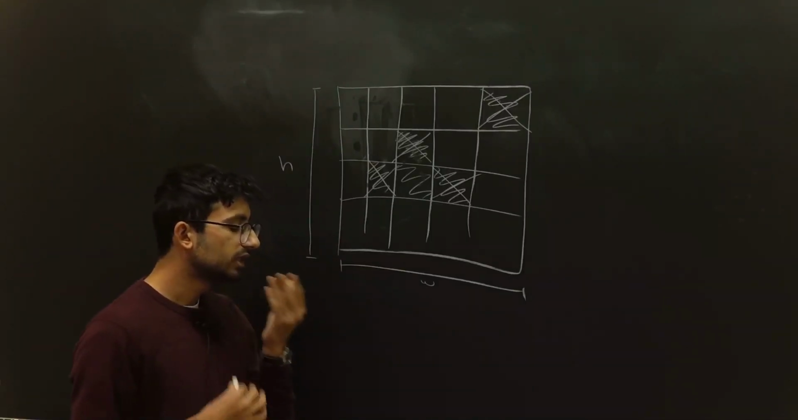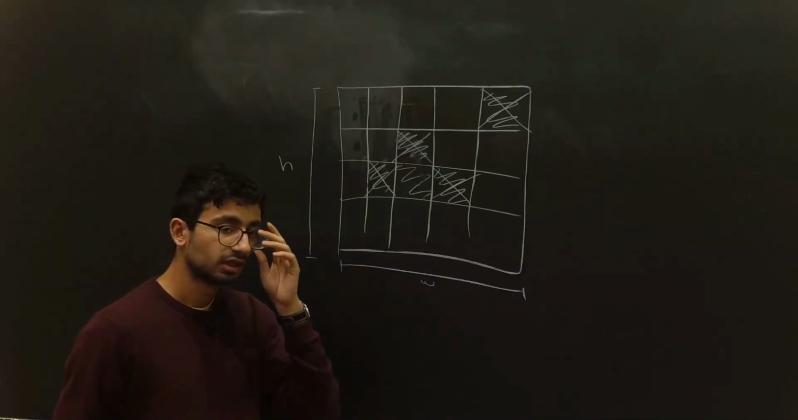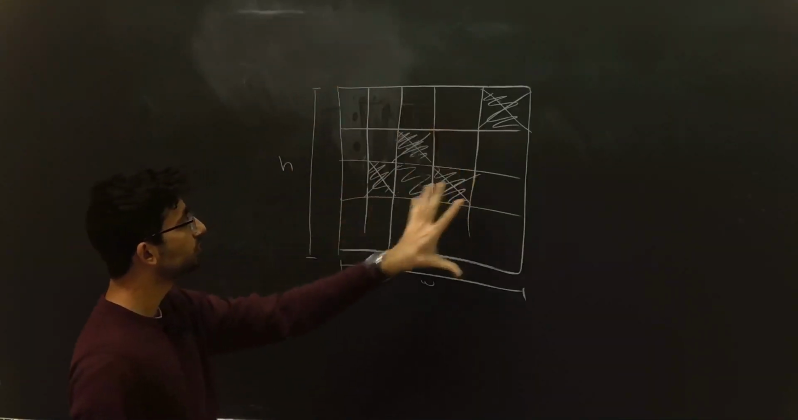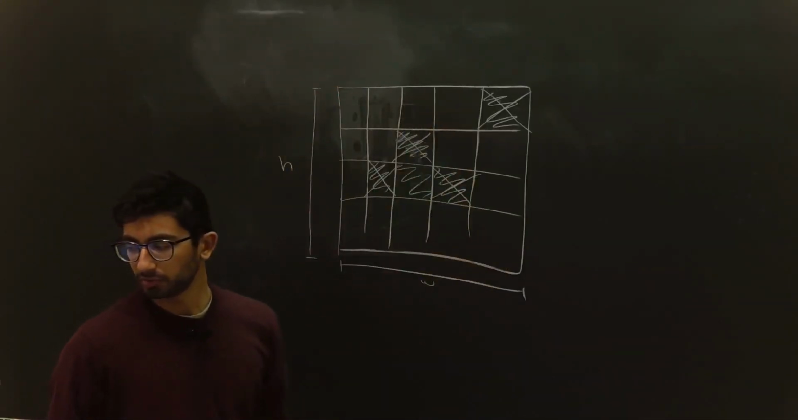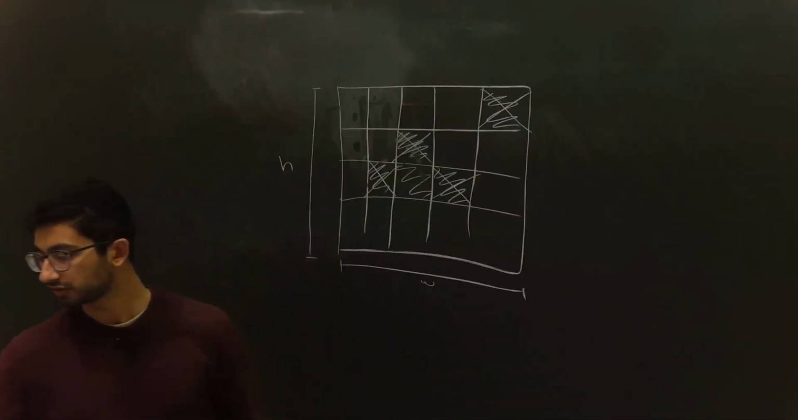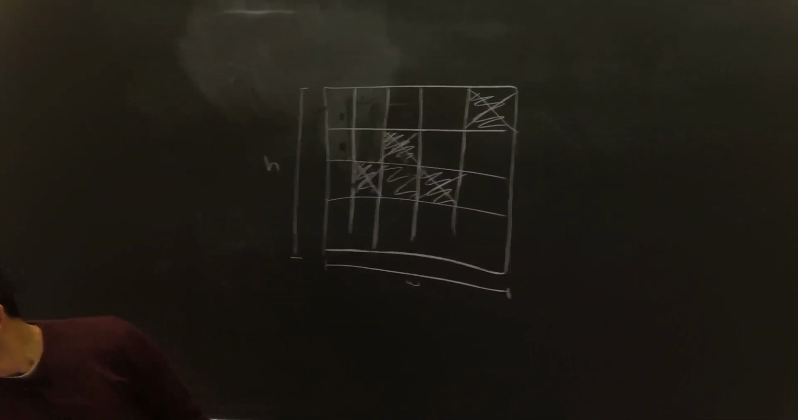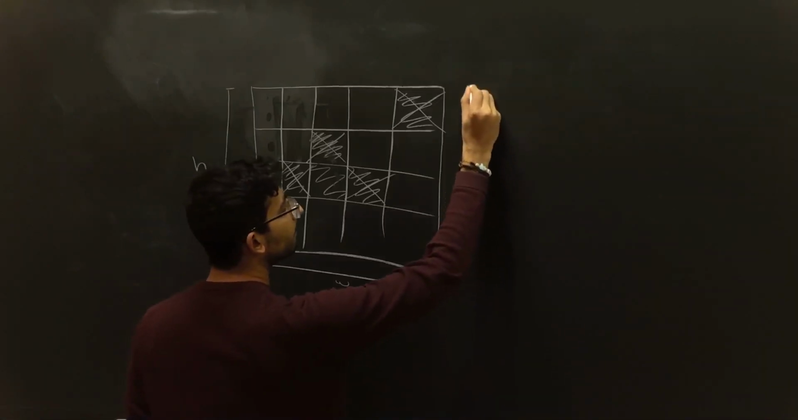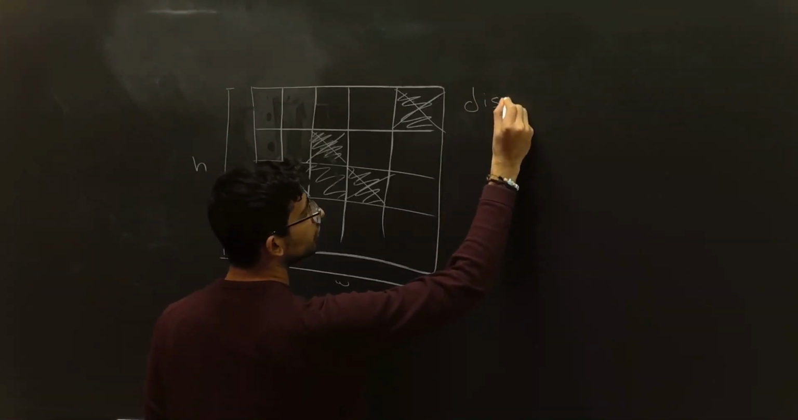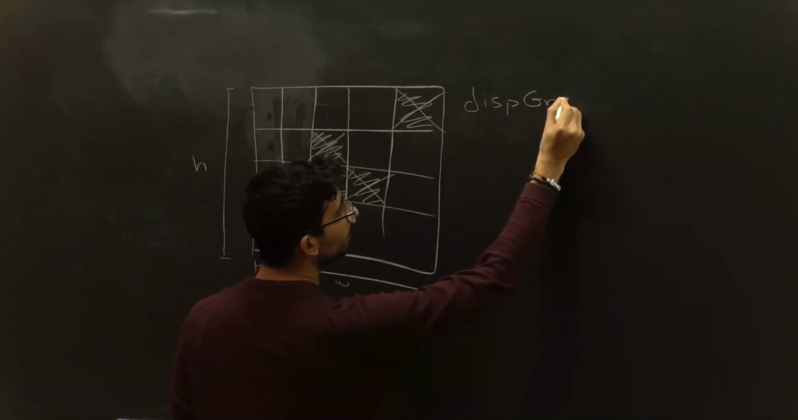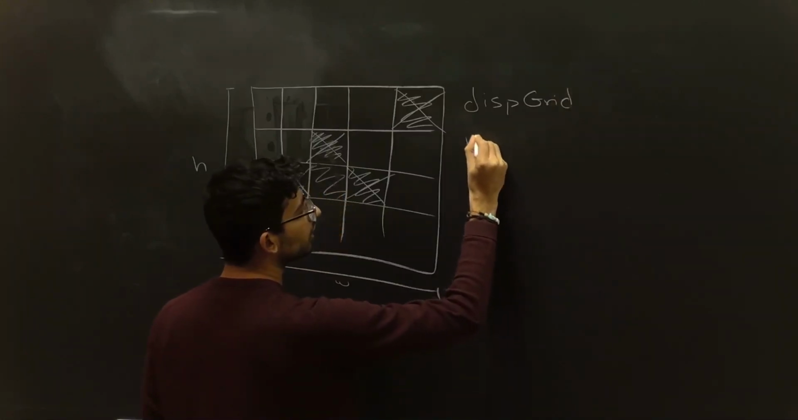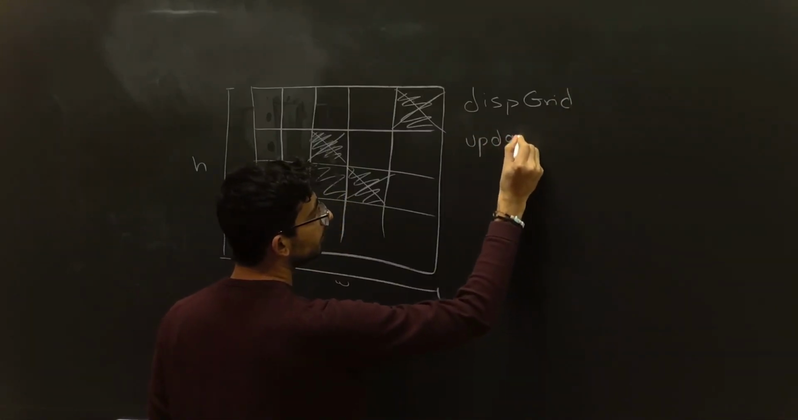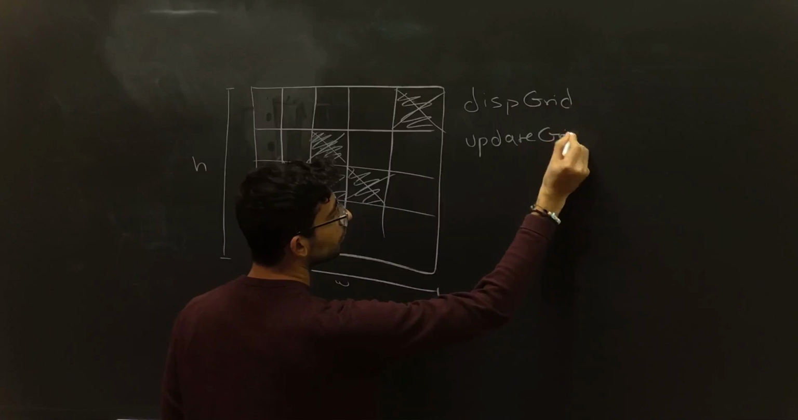Now, we need to think about what functions we need. And we probably need a way to display this grid, right? We want to be able to say, hey, this is our grid, this is what it looks like. And then we also want the ability to update our grid. So let's create a function called display grid. And let's create another one called update grid.